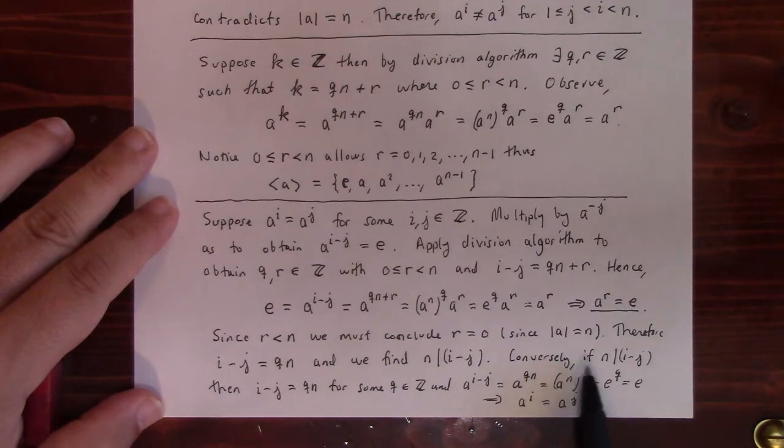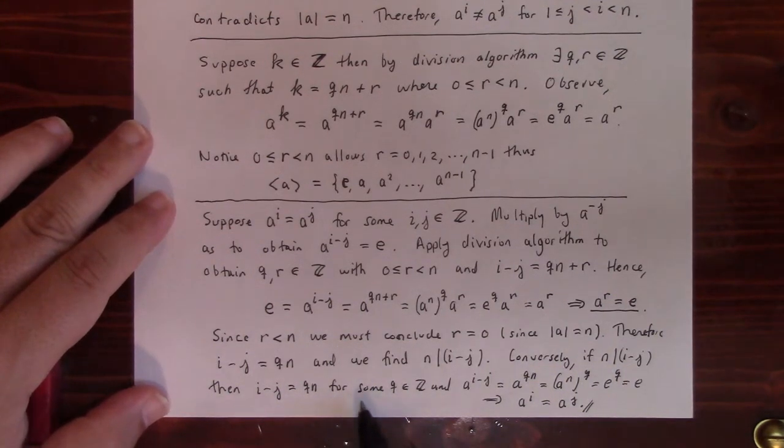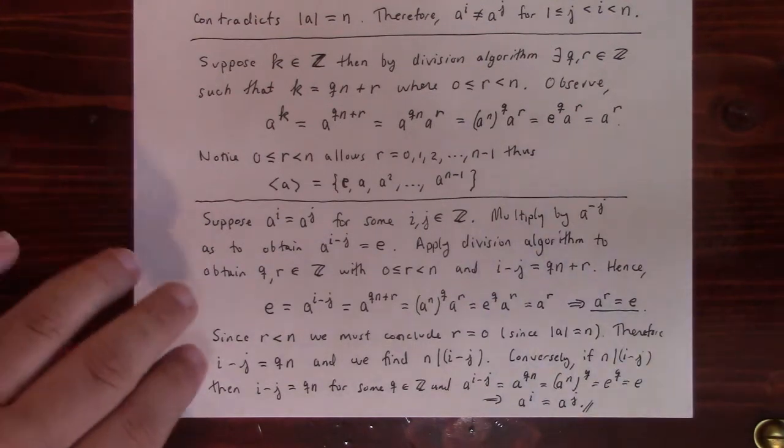And conversely, if n divides i minus j, that means i minus j is a multiple of n, and we can quickly calculate that a to the i minus j is equal to e, which means that a^i is equal to a^j. And so there you have it.